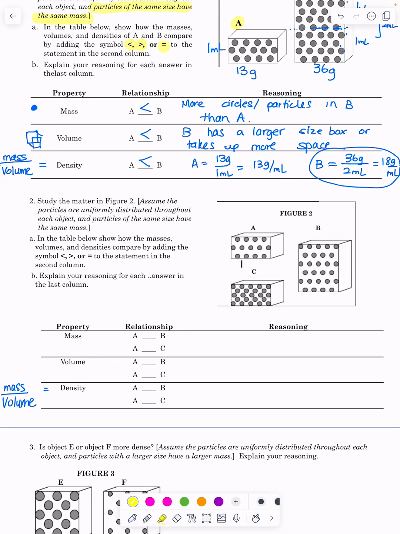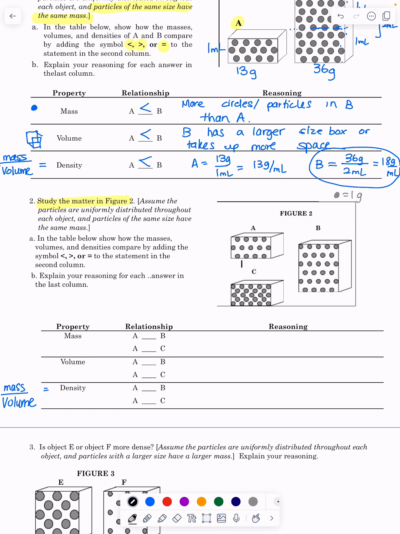It says study the matter in figure 2. Assume the particles are uniformly distributed throughout each object and particles of the same size have the same mass. So again, we could use this little key here. I'm going to say that this circle is going to be equal to 1 gram.